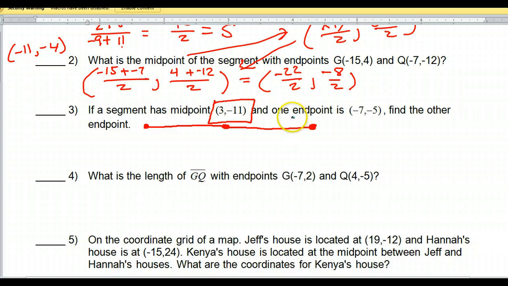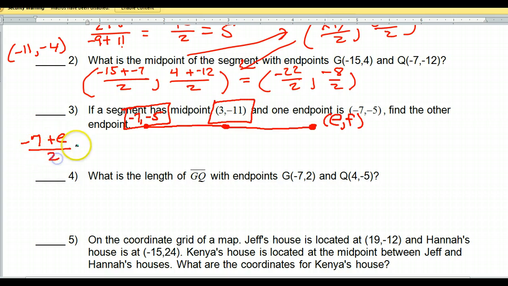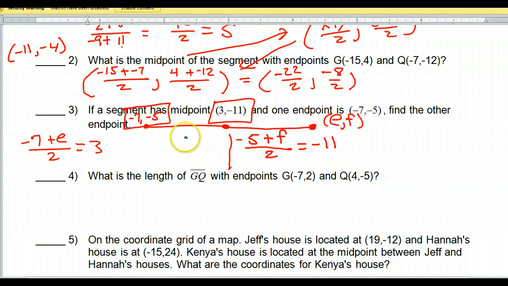Okay, I'm going to put it over here because I usually do. Negative 7 comma negative 5, that's an endpoint. So the other endpoint is my e comma f. So one equation is going to be negative 7 plus e divided by 2 is equal to 3. My other equation is going to be negative 5 plus f divided by 2 is equal to negative 11.